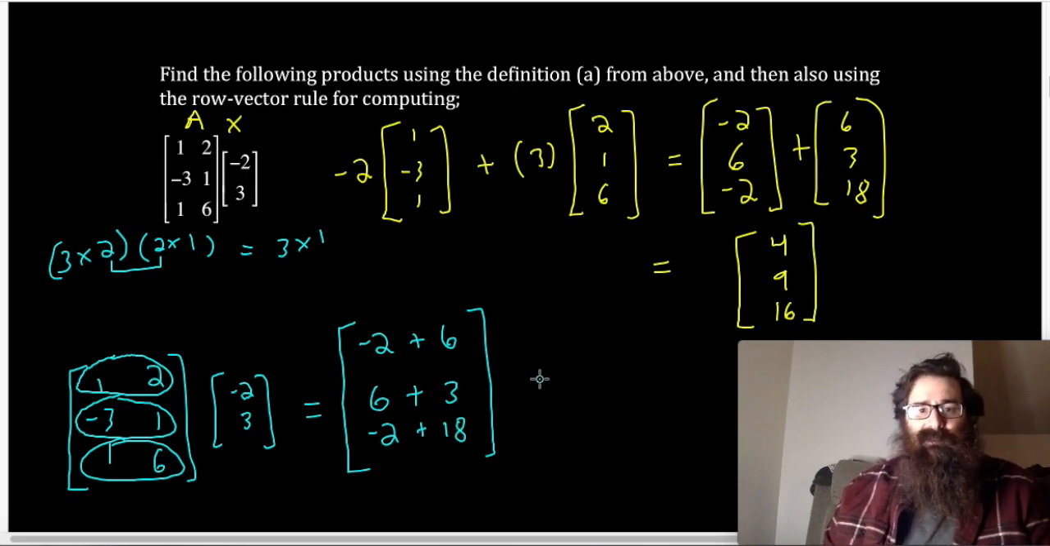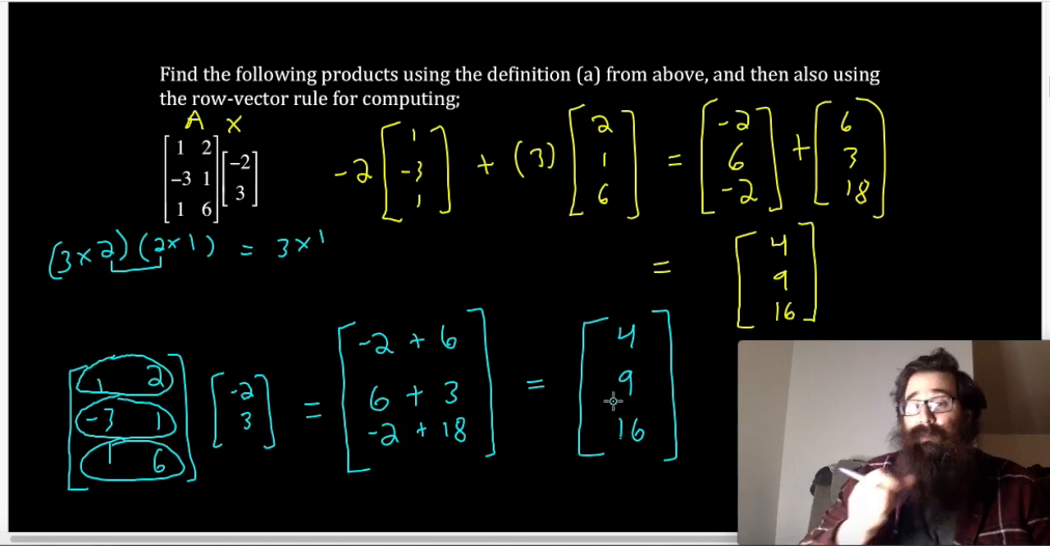And this is no different. We can see it's going to give us the same result. Of course, I don't want to get a different answer. It should be the same answer that I'm getting just two different ways. -2 plus 6 gives me 4, 6 and 3 give me 9, 18 minus 2 gives me 16. So it's just another way to think of it.